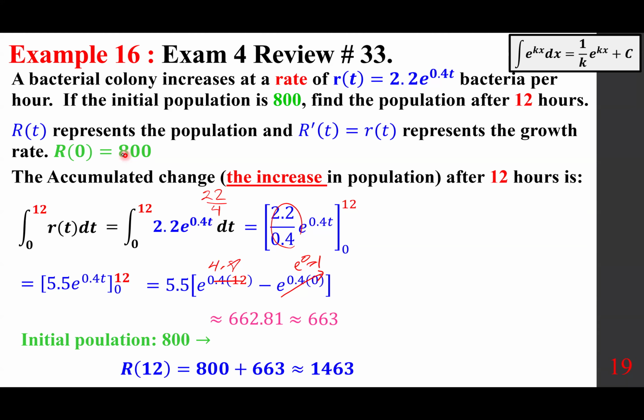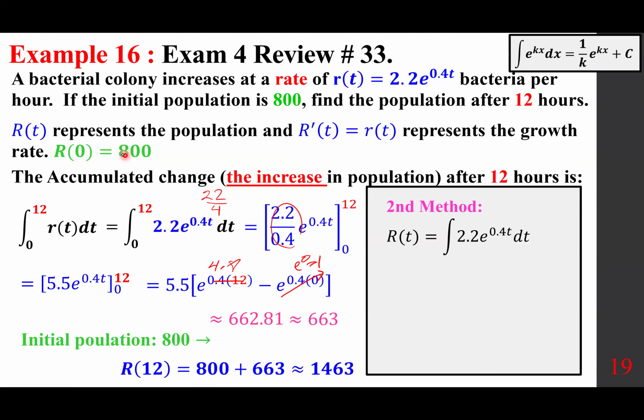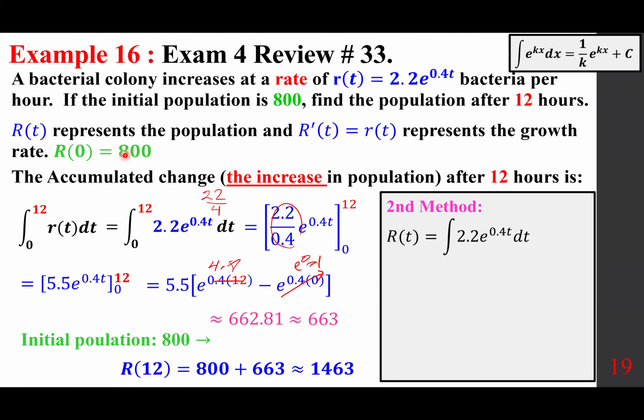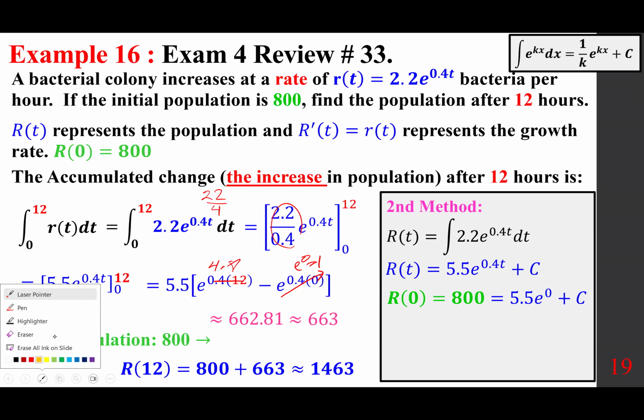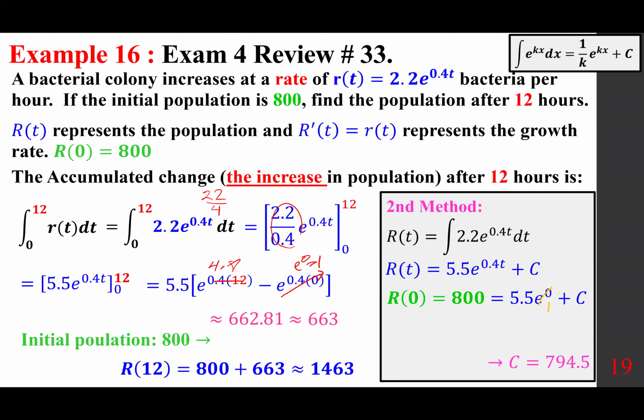Now, there is a second method, and that is to integrate without paying any attention to the limits. So we already have the answer here. So it's 5.5 e to the power 0.4t. We don't have a constant here, but we do have a constant here. That's the function. We also have r of 0 equals 800. So 5.5 e to the power of 0 plus C, I hope you see that this is 1. So this is 5.5. So what is C? 800 minus 5.5, 794.5.